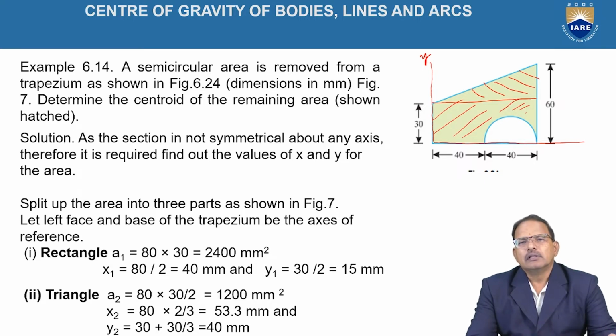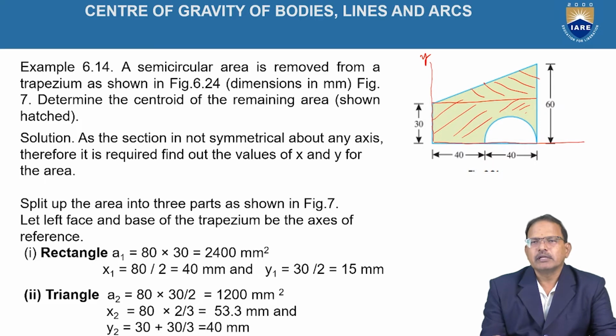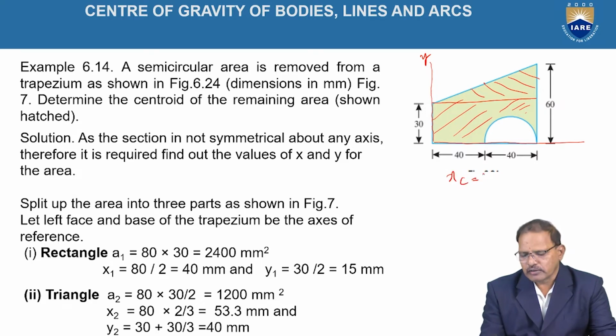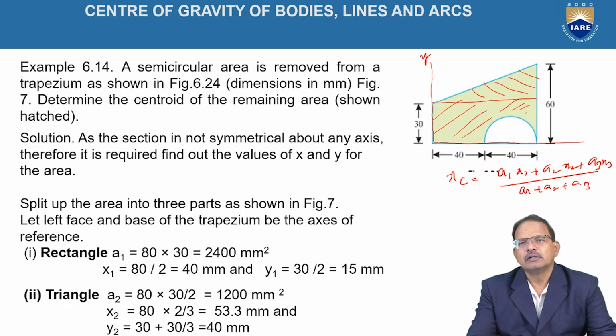Now the applicable formula for determining the centroid of this composite figure: xc, that is the x coordinate of the centroid, is given by a1 x1 plus a2 x2 plus a3 x3 divided by a1 plus a2 plus a3 required. But here, if an area is removed, the corresponding area, while determining the centroid of that figure, should be taken with a negative sign.